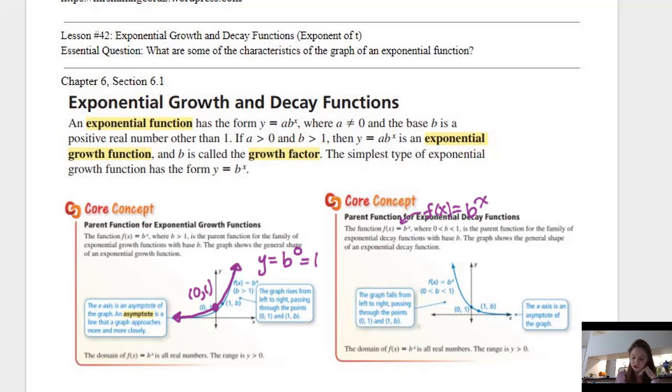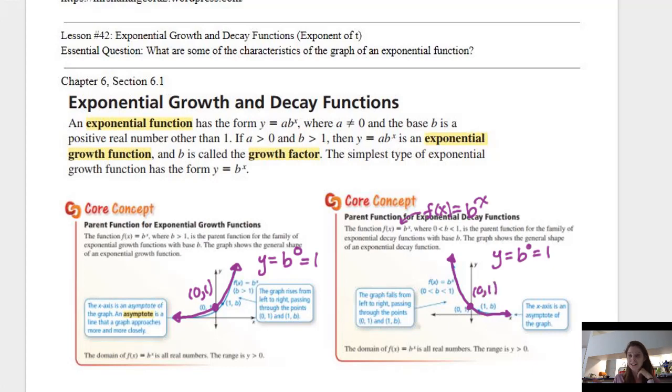The graph shows the general shape of exponential decay functions. Maybe it makes sense from the name exponential decay. It's getting smaller and smaller. The y values are getting smaller and smaller. It has the same y-intercept, right? Anything to the 0 power is 1. So this is 0, 1.